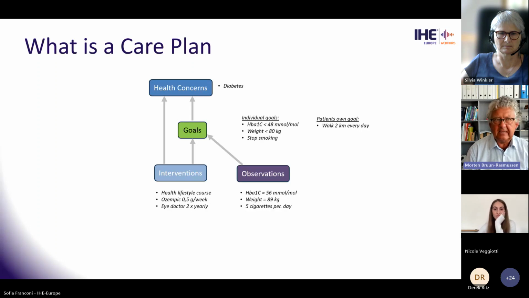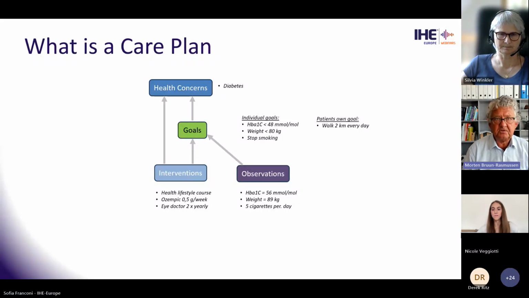Another important entity in a care plan is observations, where you can measure, for example, the blood sugar level, and here you can see it is 56. It is over the individual goal set. The weight is also too high. It is 89 kilograms, and the patient here is also smoking 5 cigarettes per day. So the doctor can follow up and have a dialogue with the patient about his care plan.